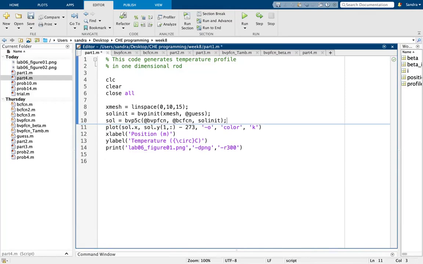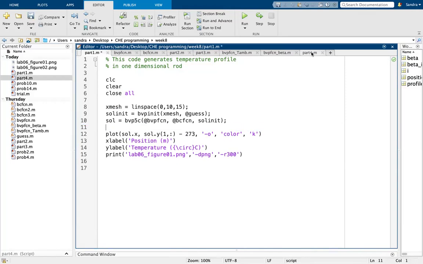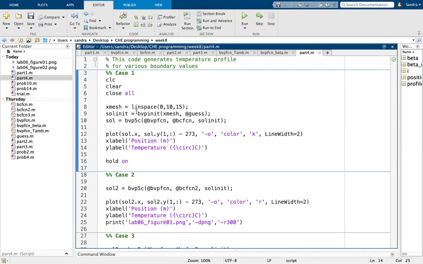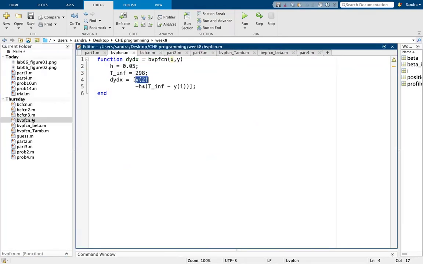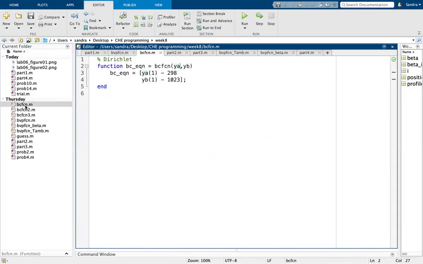This and this code is the same. You take the BVP initialization, XMS, and the guess you're given. Here you have the function, and this is a boundary function. Let me just again show you the boundary function. Sorry, this is the BVP function. Yeah, so this is the boundary function here.